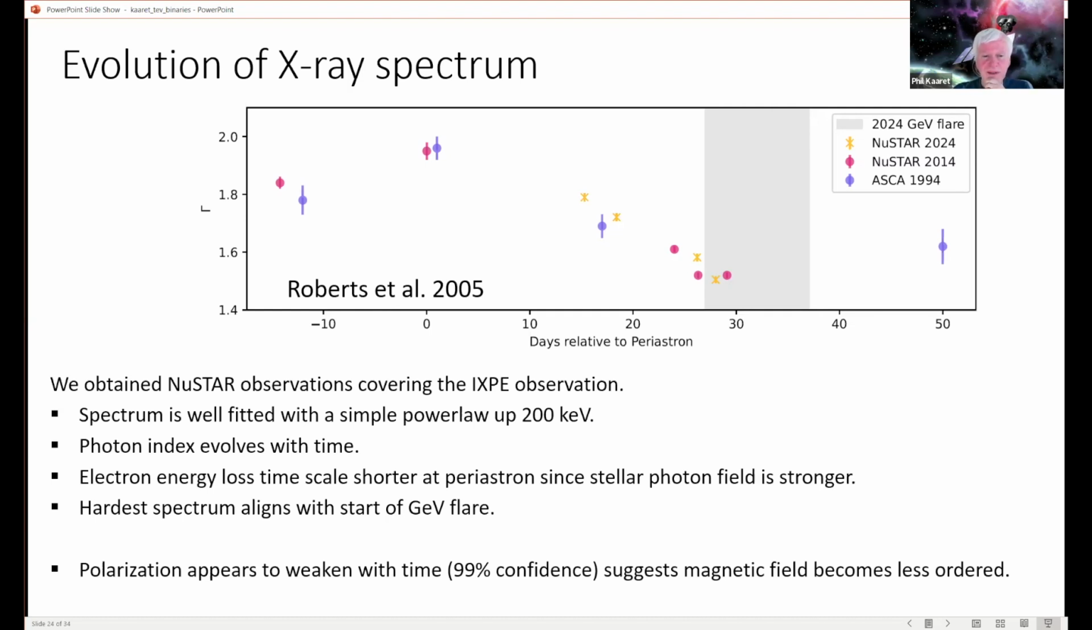And also from the IXPE results, we have a marginal 99% confidence level result that suggests that the polarization degree is much stronger in the first half of the IXPE observation, and then goes down to 0 at the end of the IXPE observation, which would suggest the magnetic field becomes less ordered as time goes along.